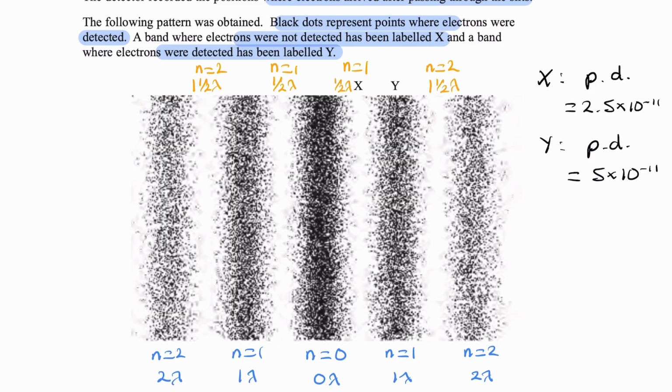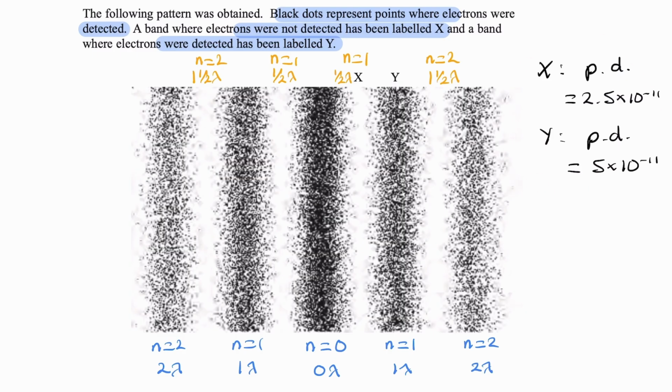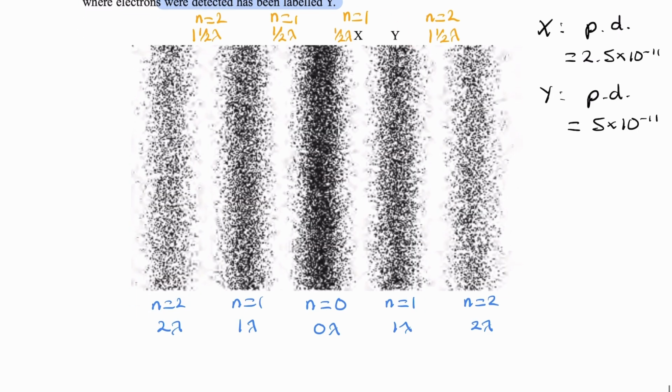So then, from this diagram, and the fact that in the question we were told what the path differences are at X and Y, which I've written over here, we can work out what the wavelength should be that has created this pattern. If we know that the path difference at X is equal to half of a wavelength, and we know the path difference at X is 2.5 times 10 to the minus 11, we can equate those two things and then work out what the wavelength is. We can do the same thing at the maximum Y, so we know the path difference there is 1 wavelength, we can equate that to the path difference at Y, which we're given in the question, which is 5 times 10 to the minus 11, and again work out what the wavelength would be.